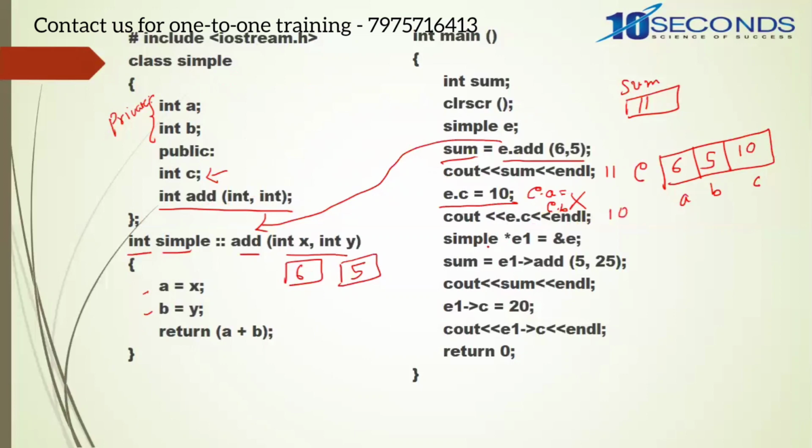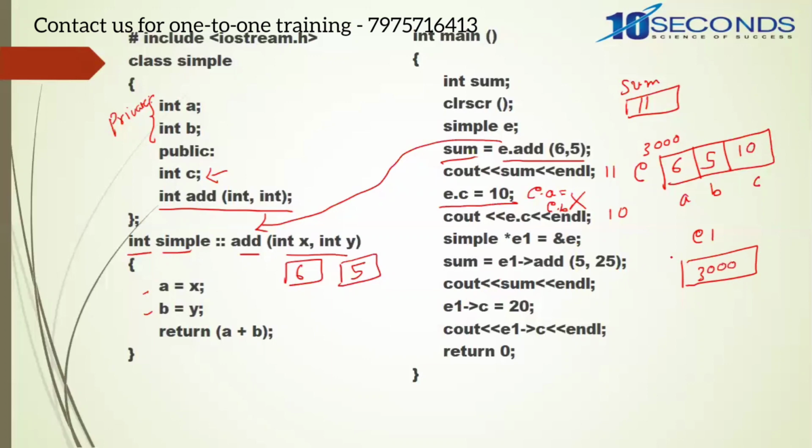Now observe here, simple star E1 equal to ampersand E. So E1 is a pointer variable. How did you come to know it's a pointer variable? Star is there and it holds the address of an object E. Think of the address of the object E as 3000. So 3000 will be stored in E1.